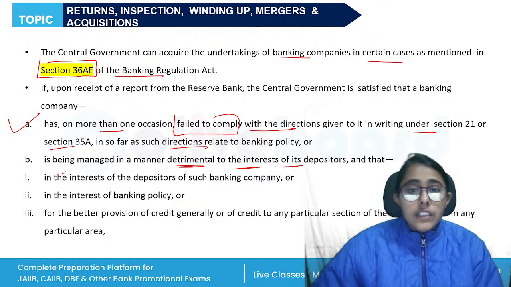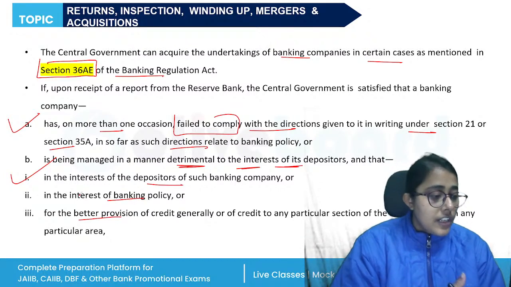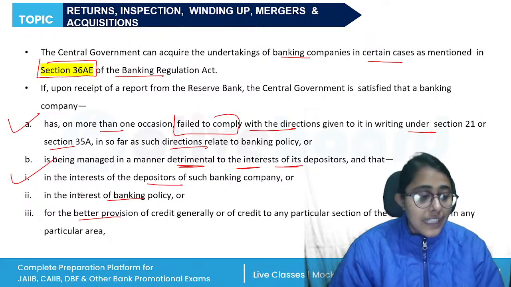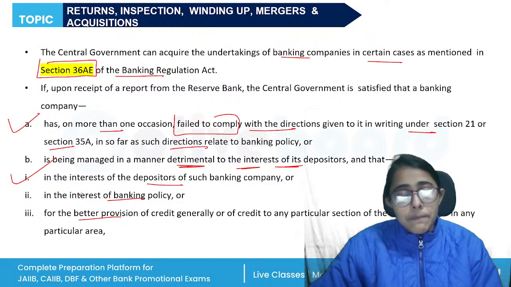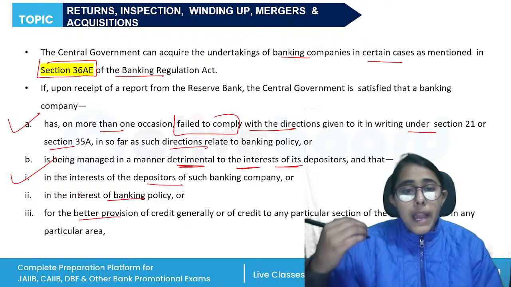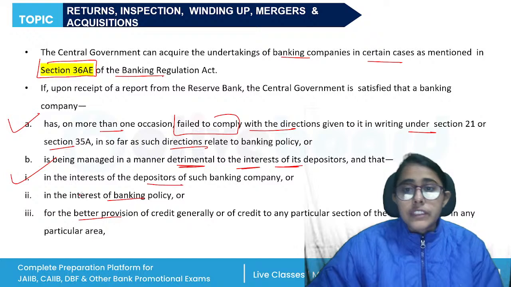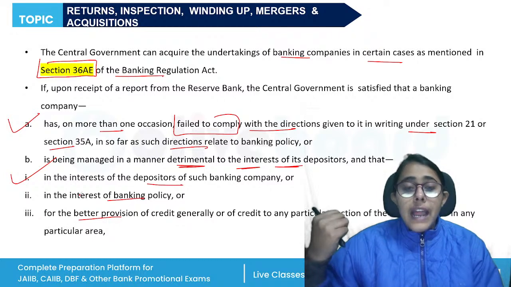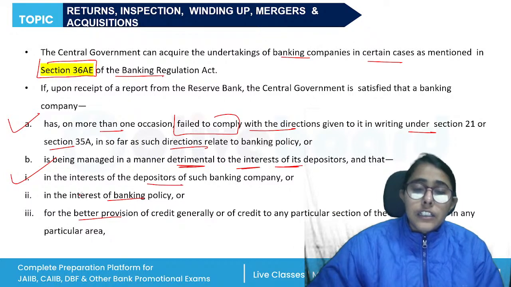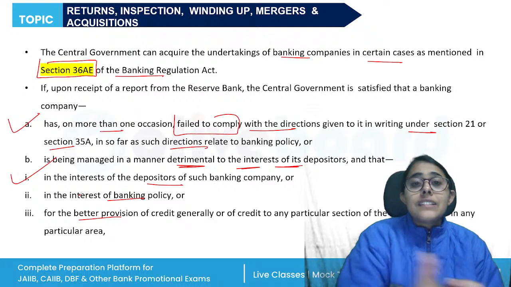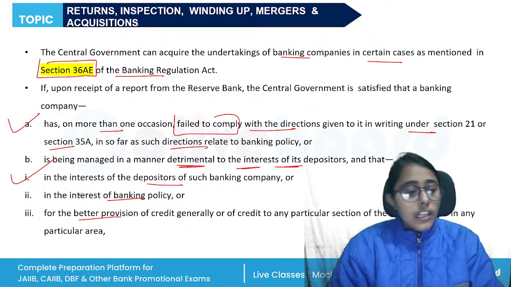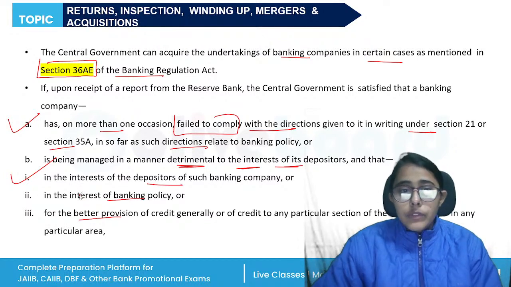If it is in the interest of the depositors of such banking company, in the interest of the banking policy, for better provision, if the central government is satisfied that yes, these reasons are there which are stated, that the bank is not complying with the directions, or they are acting in a manner which is detrimental to the interest of the public, it is against the public interest, then the central government can order for the acquisition, right?